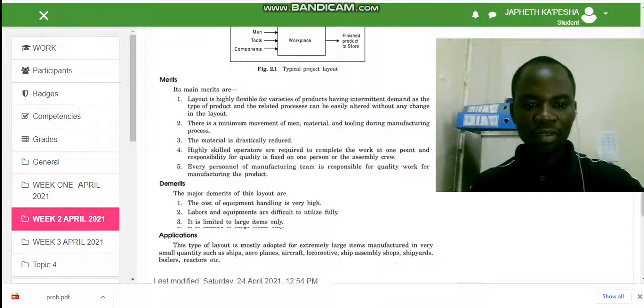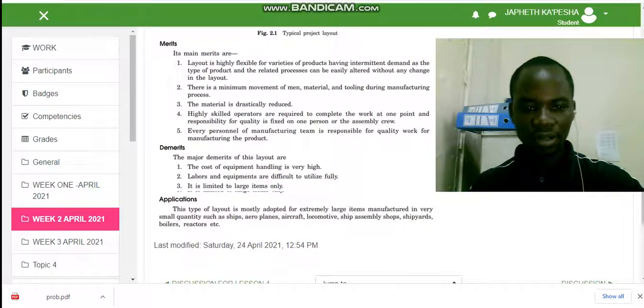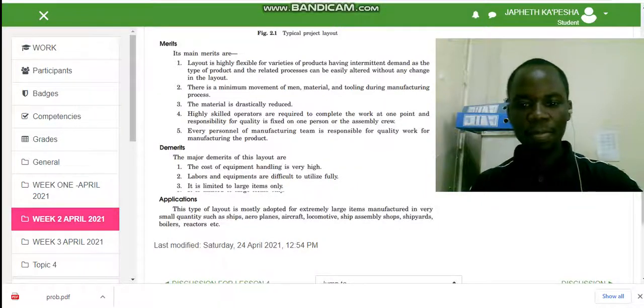So what are the disadvantages of this type of layout? The cost of equipment handling is very high. Labor and equipment are difficult to utilize. It is limited to large items only. So where can we use this kind of layout? It can be used in manufacturing of ships, aeroplanes, aircraft, locomotives, shipyards, boilers and reactors.